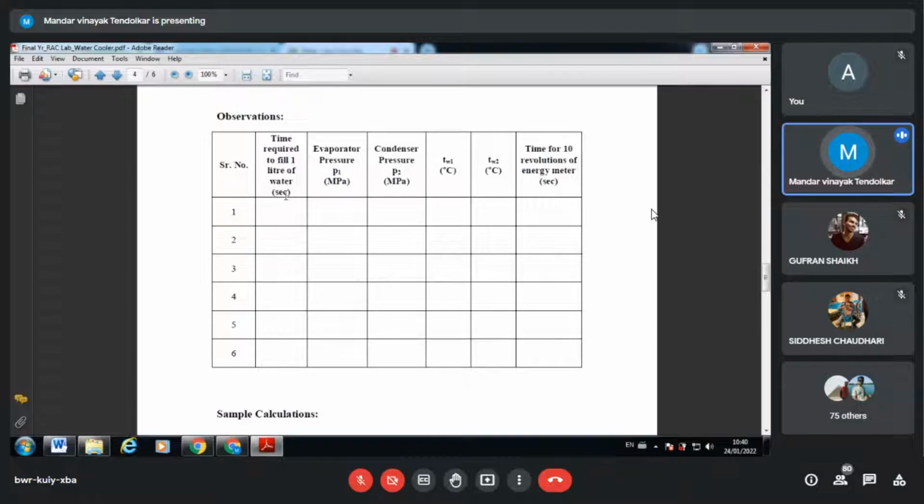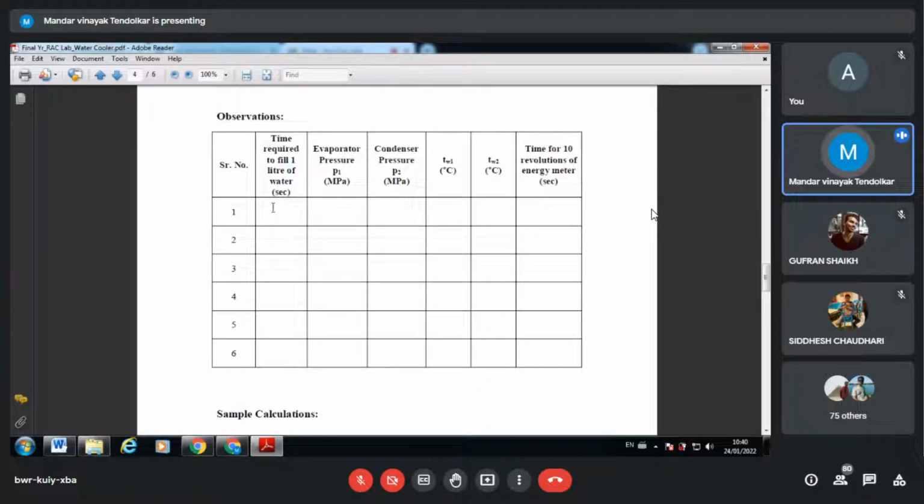So our observation table is time required. I have to measure the m dot of the water. So let's say 1 liter of water. I will give you these readings afterwards. Whatever, let's say 50 seconds, 60 seconds, 70 seconds, whatever it is. Then the evaporator pressure, then the condenser pressure, then the water inlet temperature, which will be common, constant, because it is room temperature. Then the water outlet temperature.